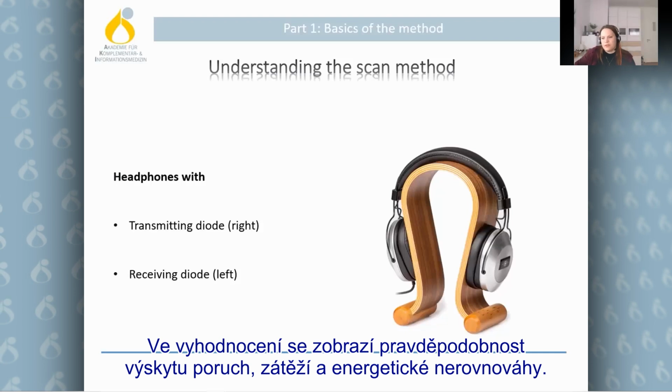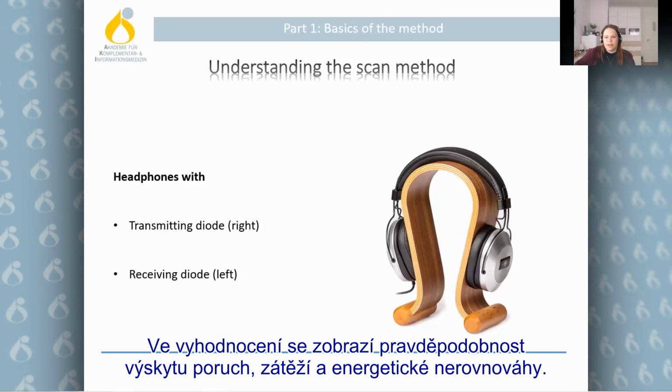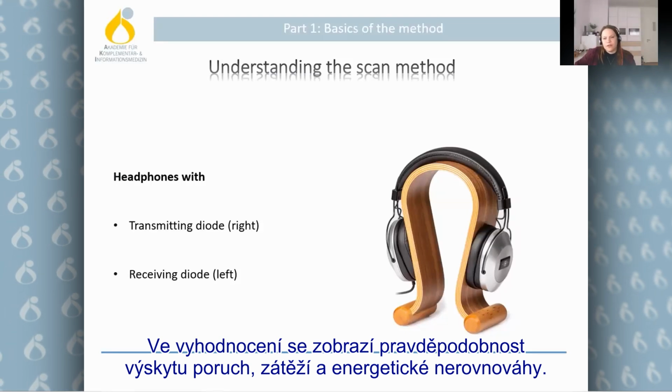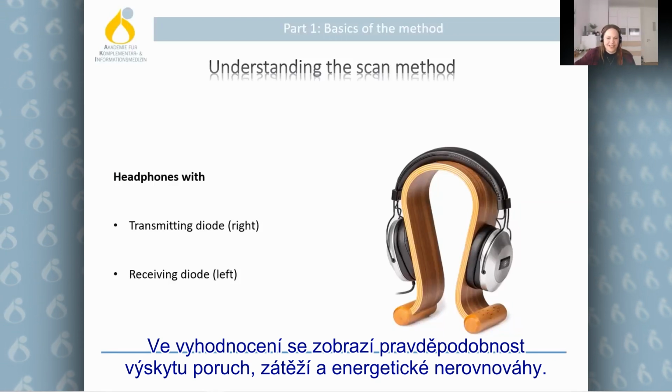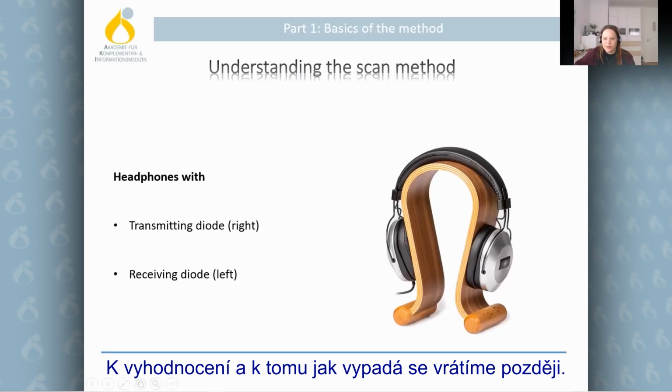The probability of the occurrence of deviances, existing stressors or imbalances is listed in the evaluation. The evaluation we do later, so first we do the theory part, and then we will have a look at the evaluation, how it looks.